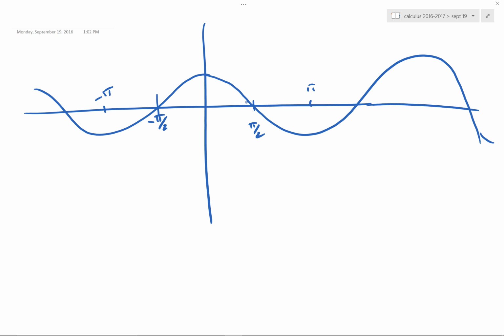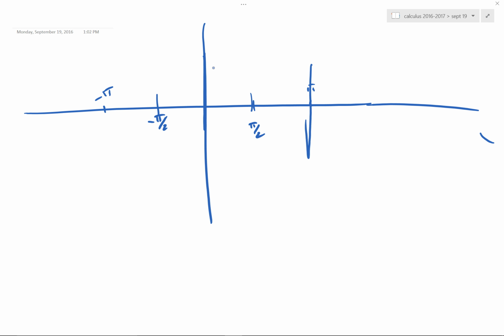If I cut it here and here, does it pass the horizontal line test? No. Where else would you cut it? I want 0 in it. 0 and pi. If you cut it between there and there, will you have the highest and the lowest points, and everything in between? Yes. Is it 1 to 1 in that region?